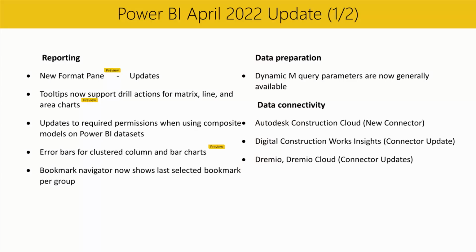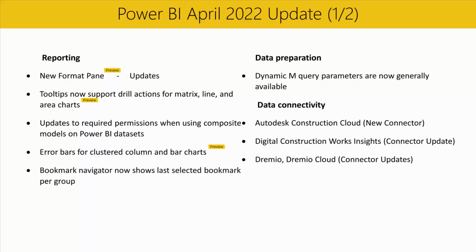Next, tooltips will now support drill actions for matrix, line, and area charts. Last year, we released a preview of a new visual tooltip which allows for data point drill down or drill through actions from the tooltip itself. The initial preview did not include drill support for some built-in visuals, but this month we've added the capability to the matrix, line, area, and stacked area charts. For more information on how to enable the preview feature, check out the documentation in the video description below.